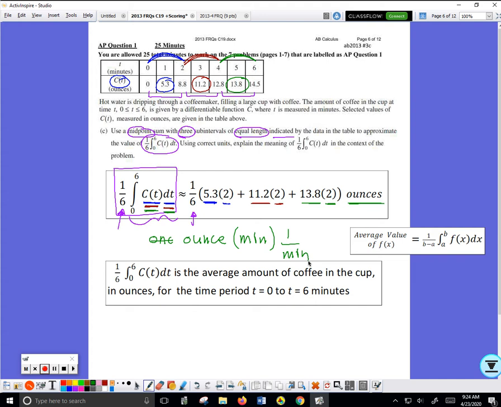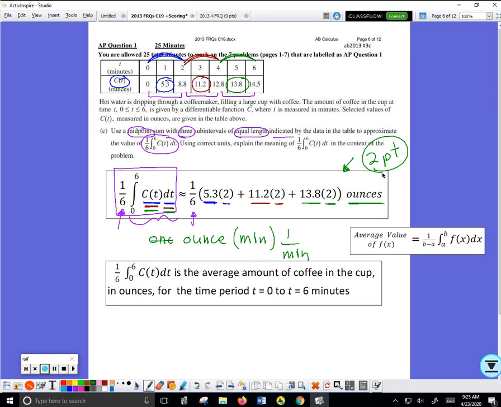But anyway, if you have this box here, as I've shown, you will get 2 points. If you forget the 1/6, they will give you one of the 2 points.